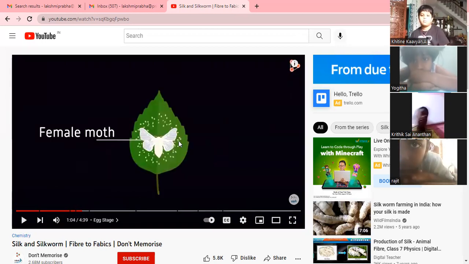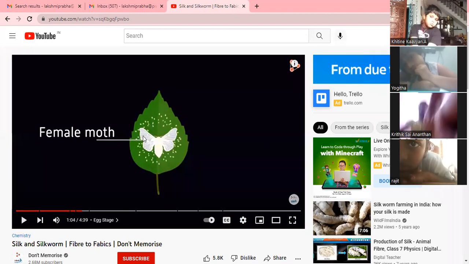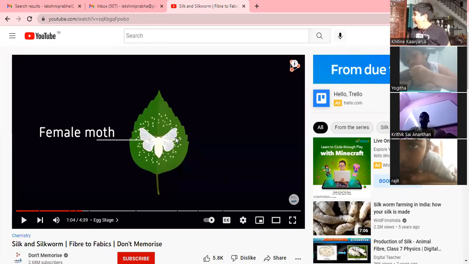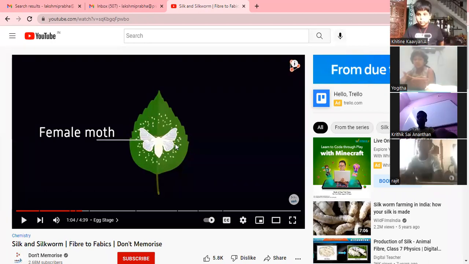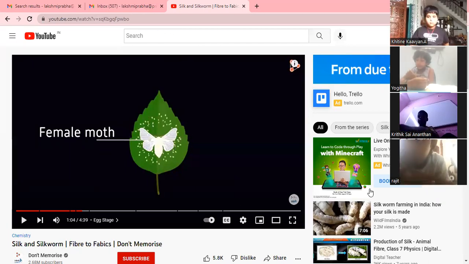So this is the mulberry leaf. This female moth, this insect, comes and sits on the leaf of the mulberry plant and lays the egg. This is the first stage. Listen carefully.